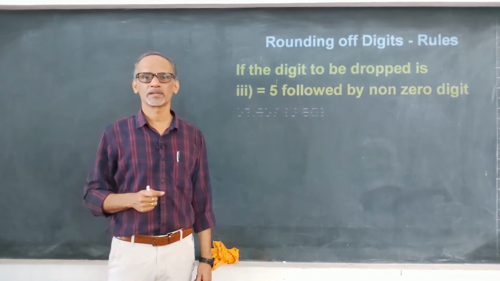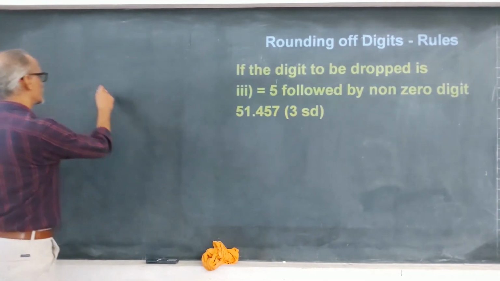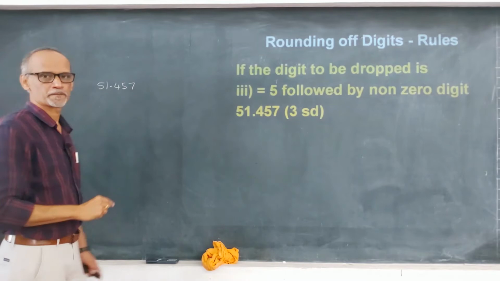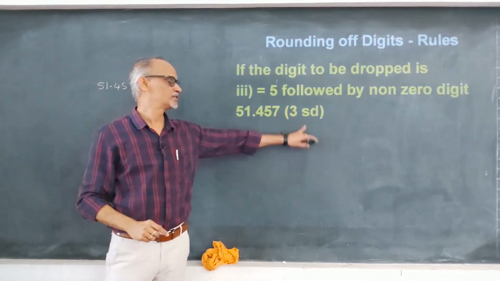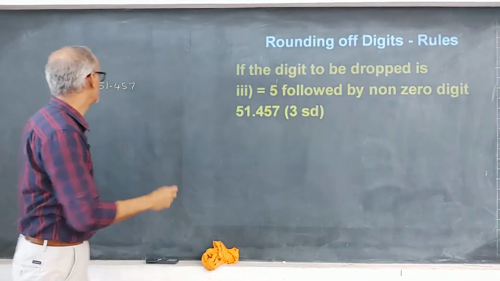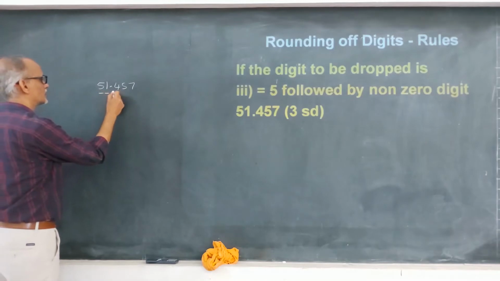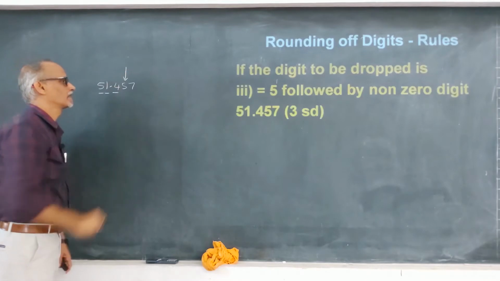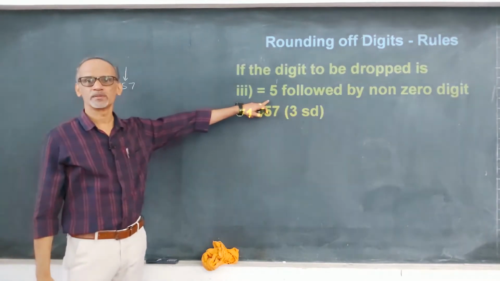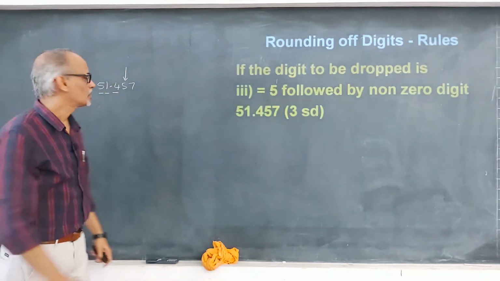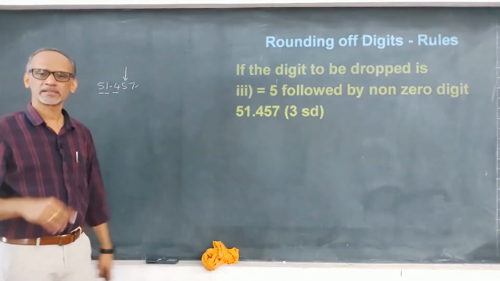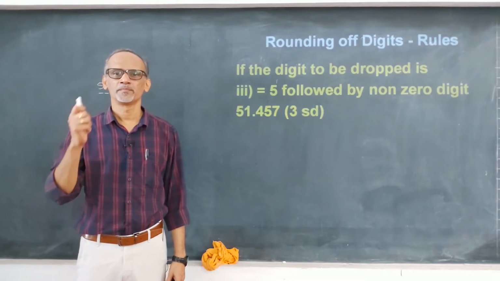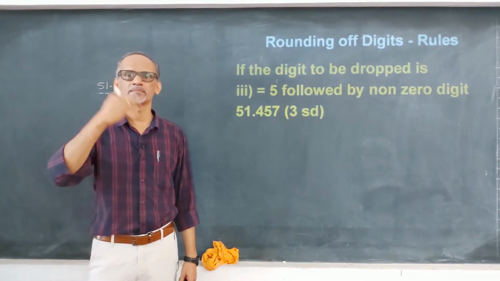So, you will understand what exactly is meant by that. Let us check this: 51.457, that is the example. How many digits have to be retained? 3. So, 1, 2, 3. Which is the digit to be dropped? Equal to 5, followed by a non-zero digit, any digit, non-zero, it is not 0. In that case, what is the rule? The previous digit is to be raised by 1.